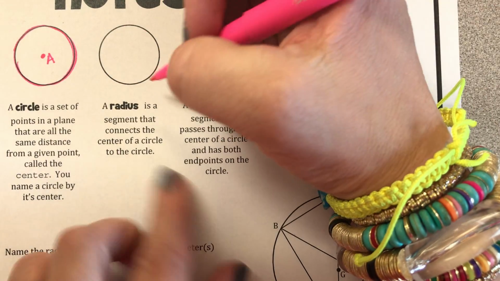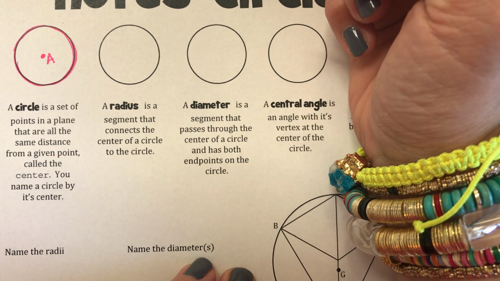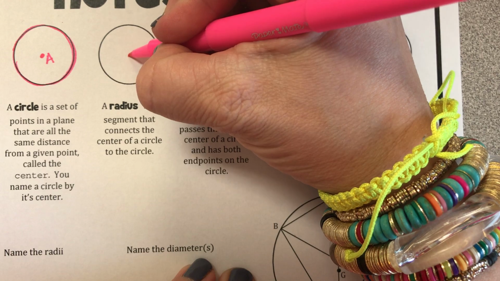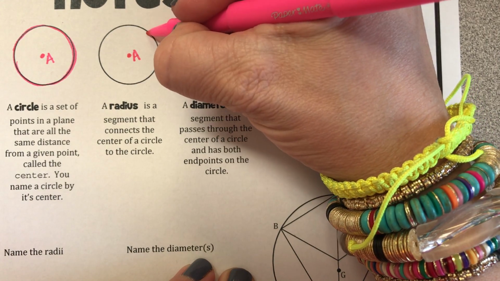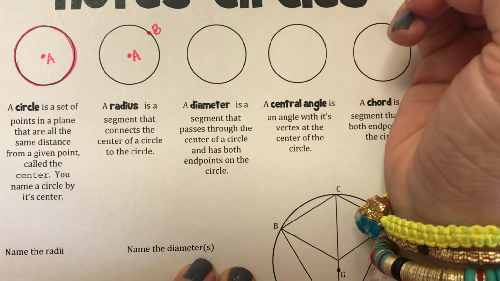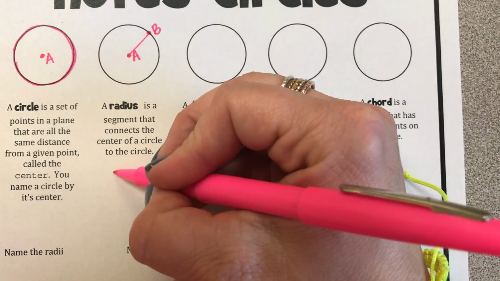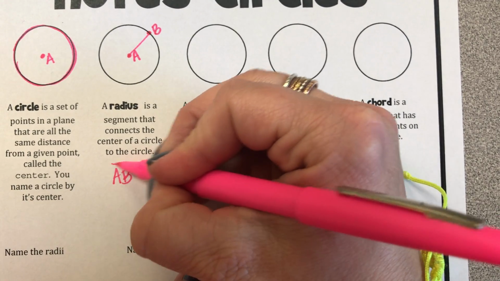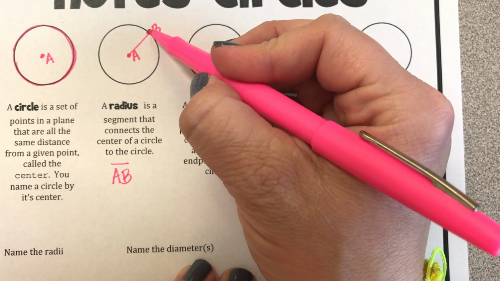Okay, so let's talk about a radius. A radius is a segment that connects the center of a circle to the circle. So again, if this is circle A, and let's just say that we have point B on our circle, this segment AB would be the radius. It's going from the center to the circle.